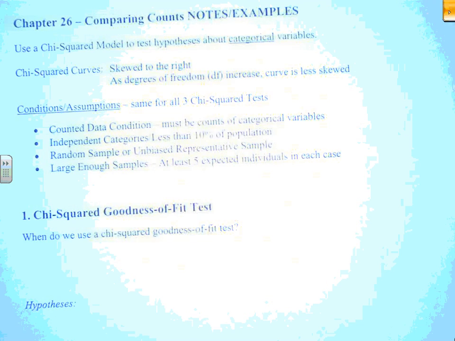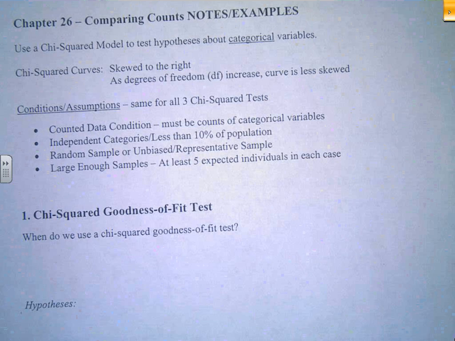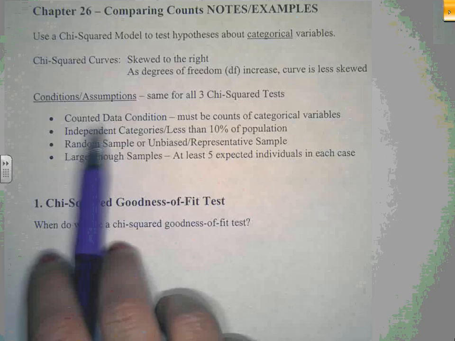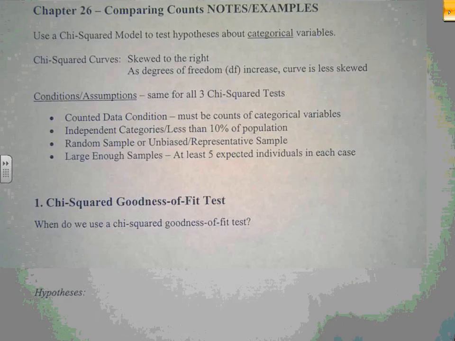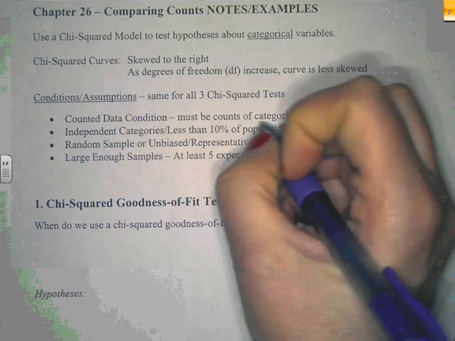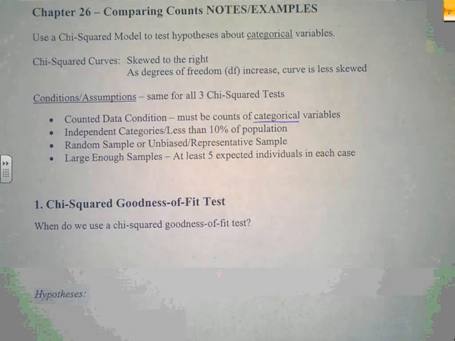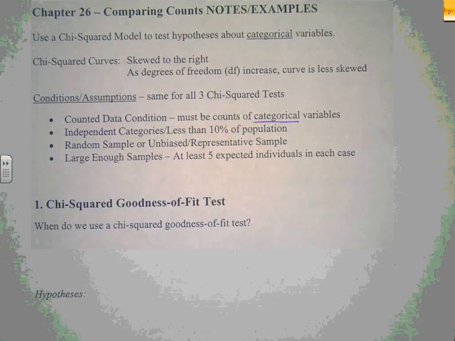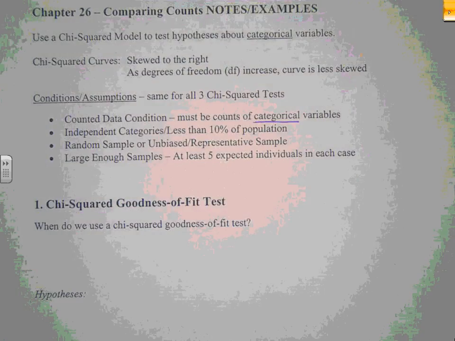So easy enough. You have conditions like always. The first one is just that it has to be counted data. The thing you need to watch out for when you start having to pick out which test to do is that it has to be categorical. If it's not categorical, you can't do it.